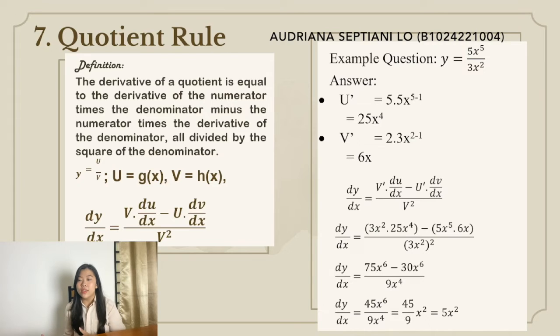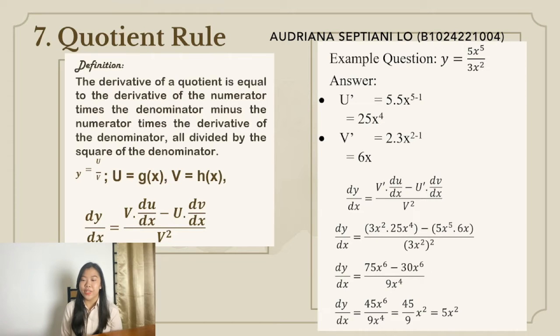First, we are going to find the derivative of u. The derivative of u is 5 multiplied by 5x to the power of 5 minus 1. And the result is 25x to the power of 4. Next, we find the derivative of v. It is 2 multiplied by 3x to the power of 2 minus 1. And the result is 6x.